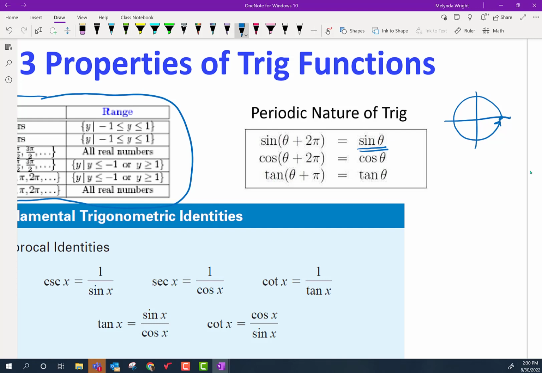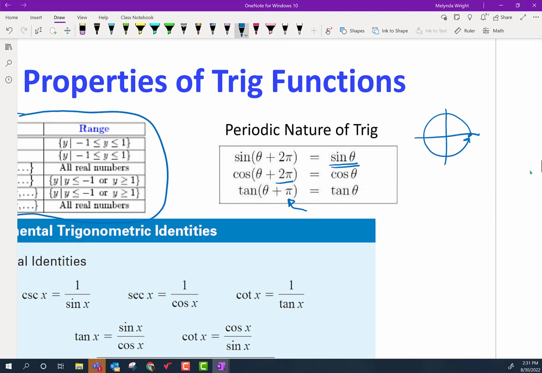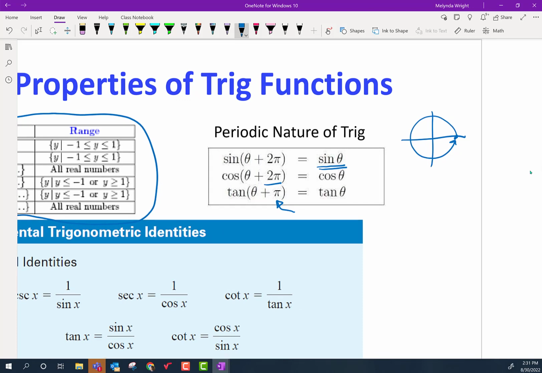For cosine, the period is 2 pi. Tangent is a little different. Tangent's period is pi. So just a brief little look into the future. What does it mean by a period? So here's sine.